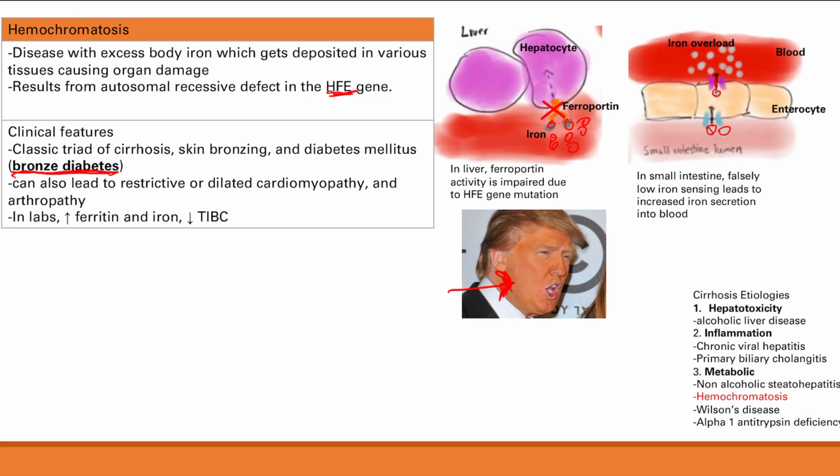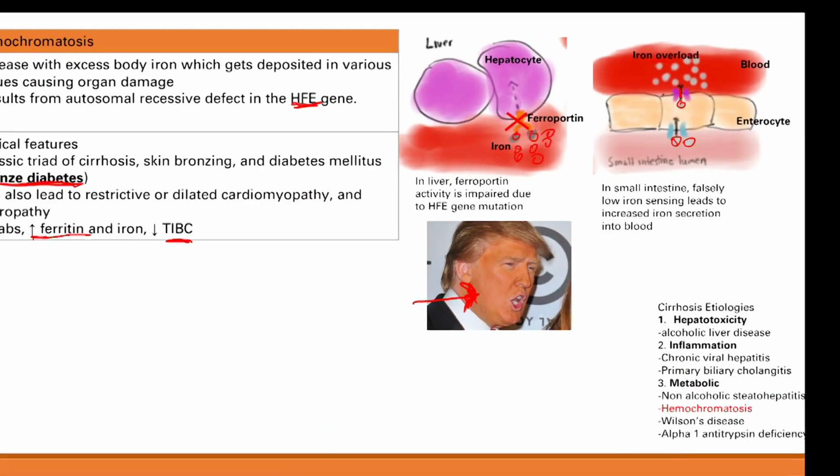And TIBC is decreased because most of your transferrin is already saturated. You have so much iron overload that there's not much more capacity for iron binding left, okay? The other thing to remember, you're going to see this in the heme lectures, but ferritin and TIBC go in opposite directions. When ferritin goes up, TIBC goes down. When ferritin goes down, TIBC goes up.